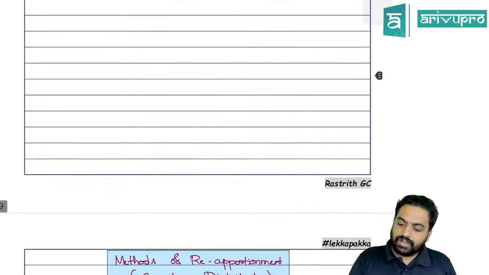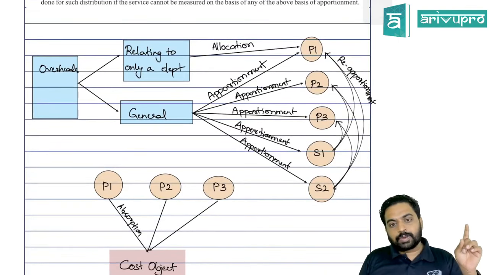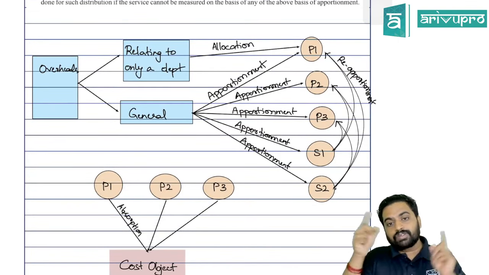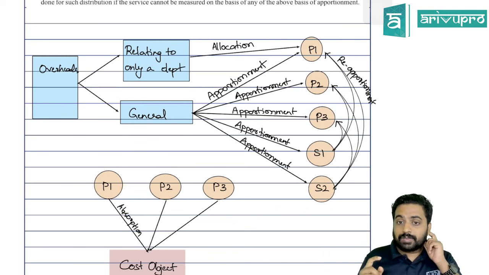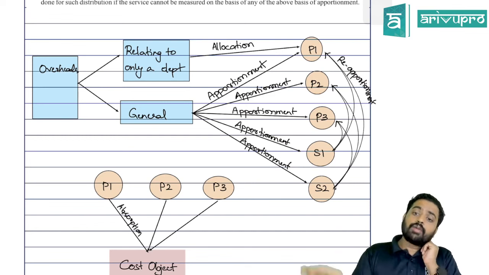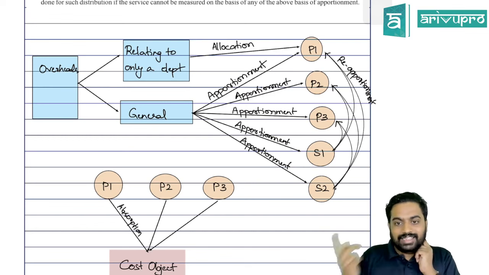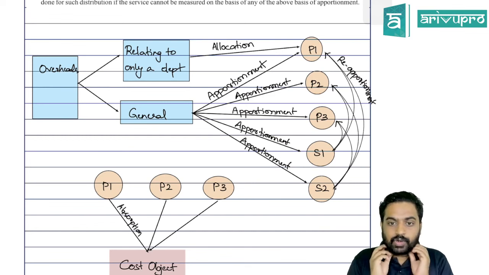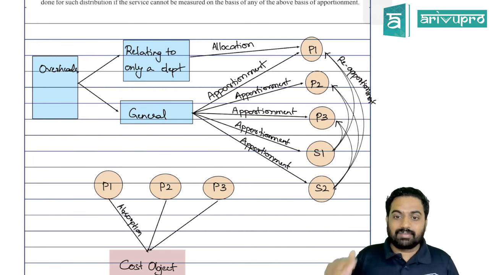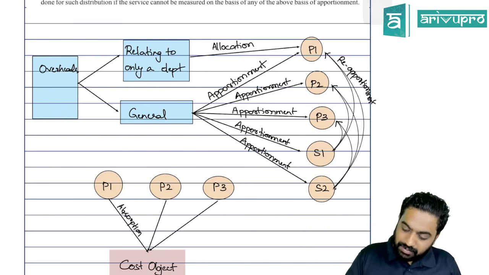Sir, what if S1 is providing service to P1, P2, P3 and S2, and S2 is providing service to P1, P2, P3 and S1? Which means both service departments are providing service to both production and service departments. In that case, we use the reciprocal method.